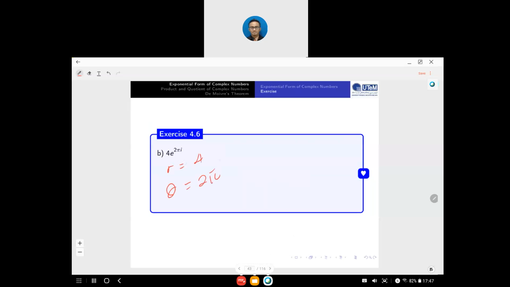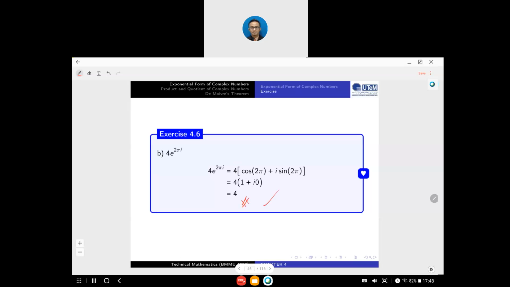So convert in terms of polar form. You can get 4 times cos 2 pi plus I sine 2 pi. So this one just press your calculator. You can get 4 times (1 plus I0), so you can get 4. Okay, so this one for question 4.6. Okay, next.